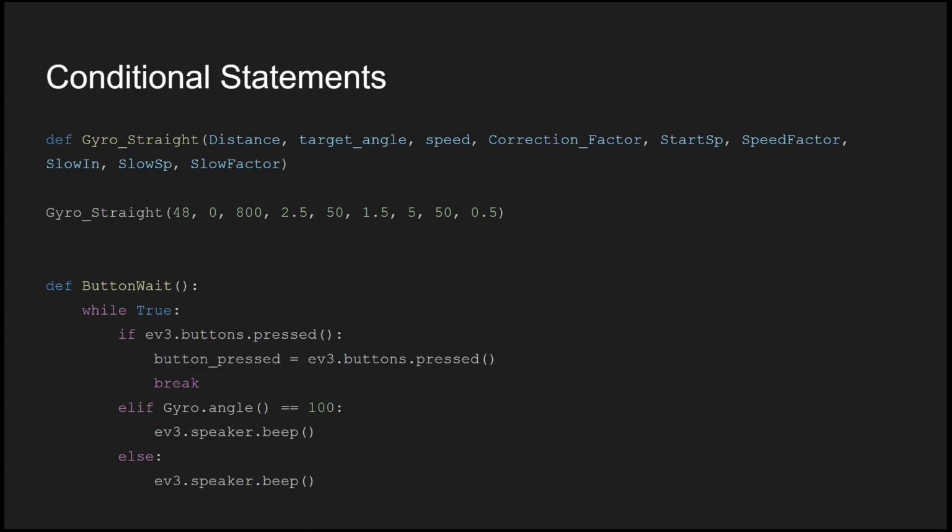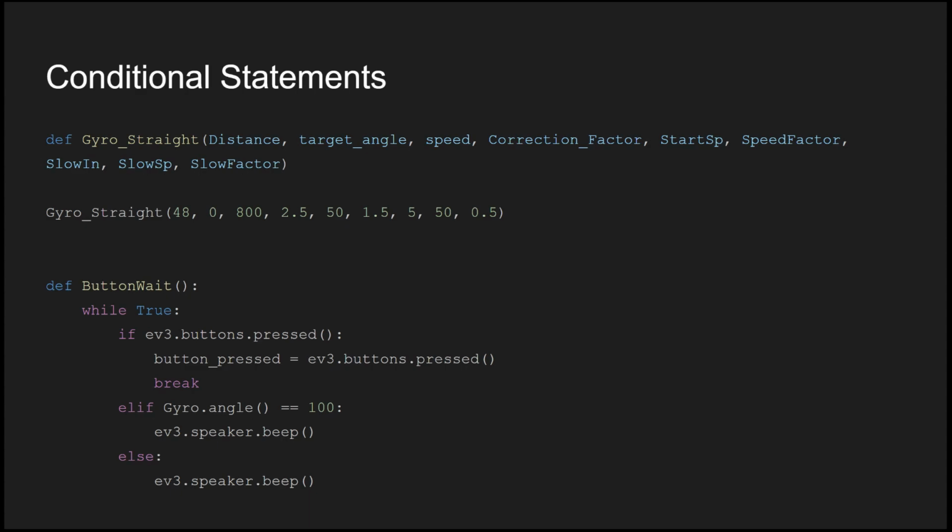These are conditional statements. While true is basically the same thing as a loop. You can replace the true with anything, like number equals 0. While number equals 0, the robot will do whatever is in the while statement until the number is not equal to 0. The break command will stop the while loop even if the condition is still true.